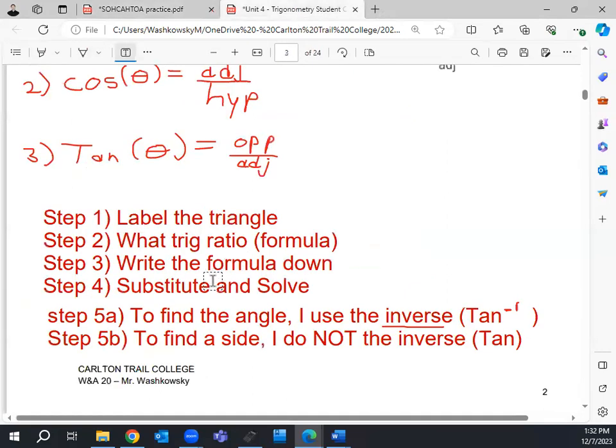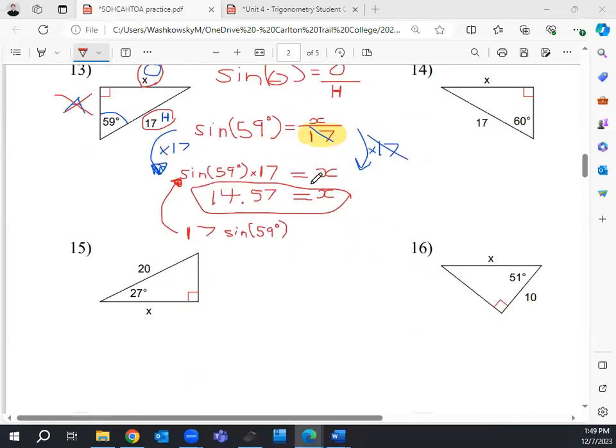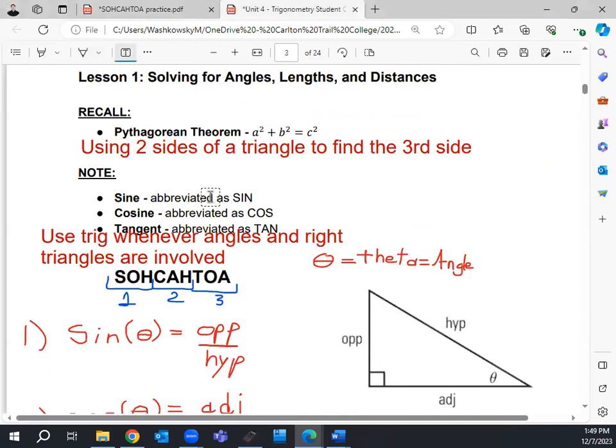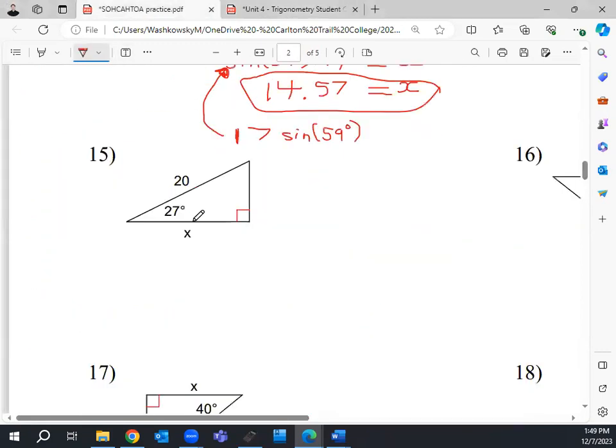Step 5B was if we want to use a side, we do not use the inverse. So 5 minutes, try out those next 5 questions. But again, just to make sure we're on the right track, I'm just going to do question 15 here. My first step always is, label my triangle. 20 is my hypotenuse. The blank side's my opposite. And the one with the X is my adjacent. I like circling. I look for the 2 things that have something beside it. You don't have to do that, but I think it's a really helpful tool when you're first learning.